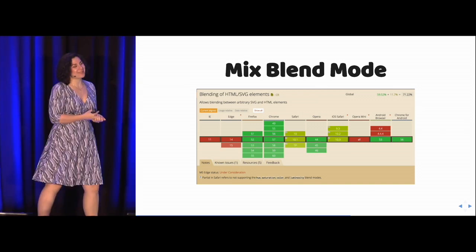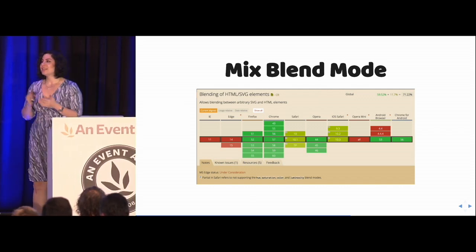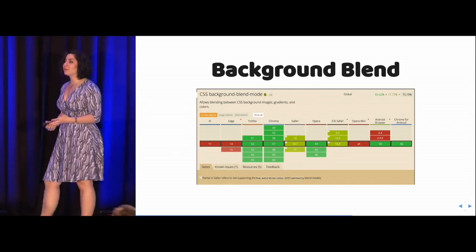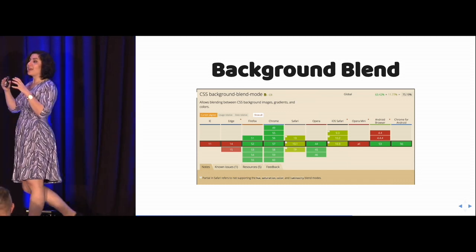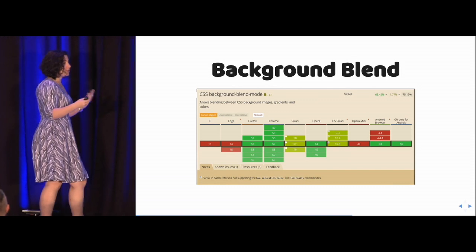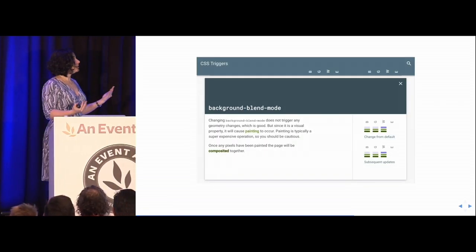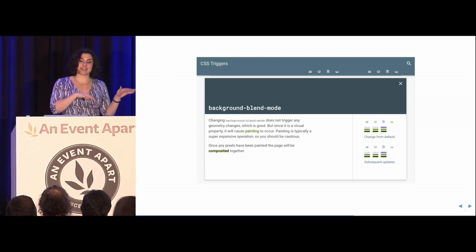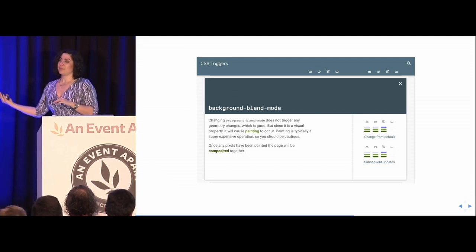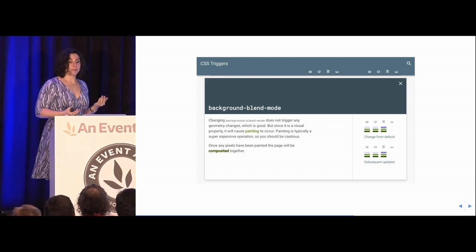So there's two different ways to use blend modes. There's mix blend mode, which allows you to mix different elements behind others to blend those. And there's also background blend mode, which allows you to blend within an element itself if you have multiple backgrounds. So two different ways to use those. Now, blend modes do have some cost to your web page rendering because they have to take a moment to repaint the page.